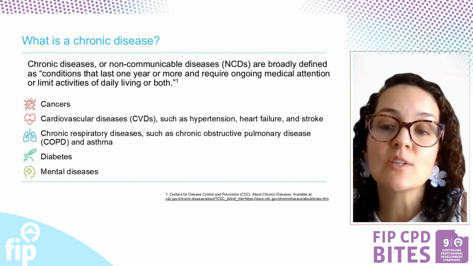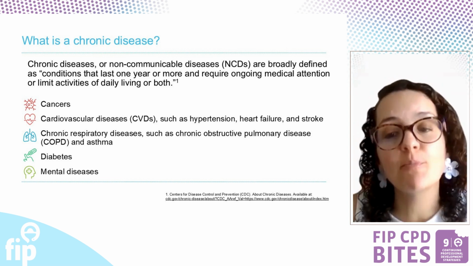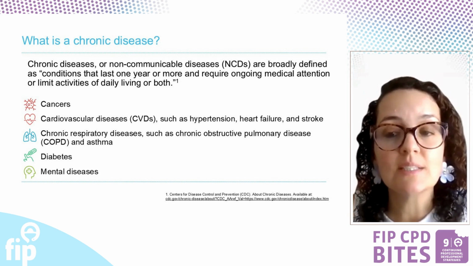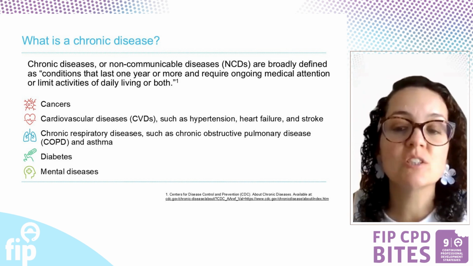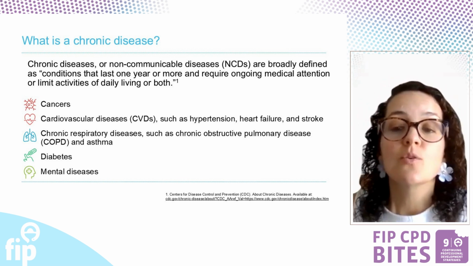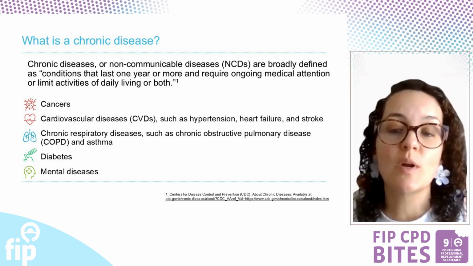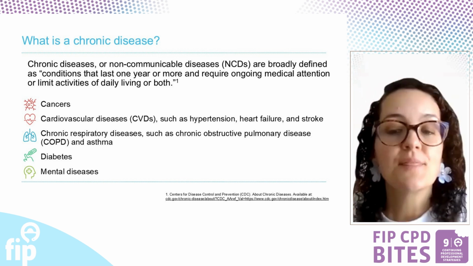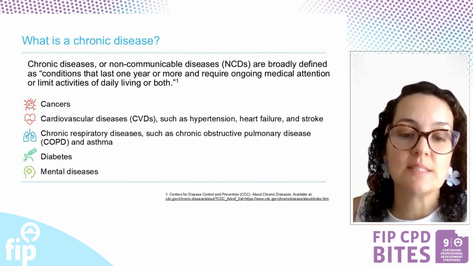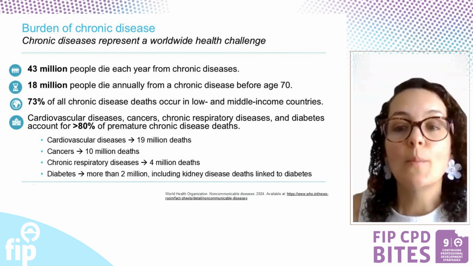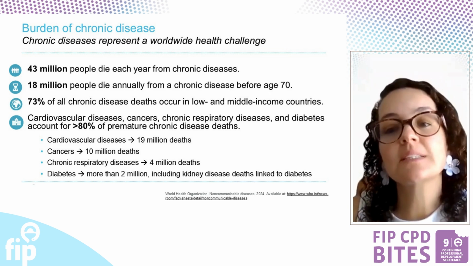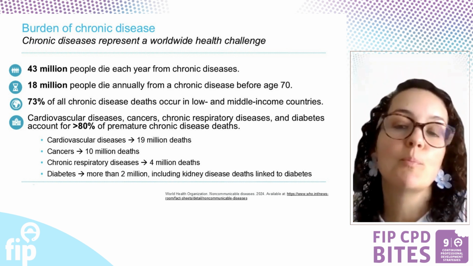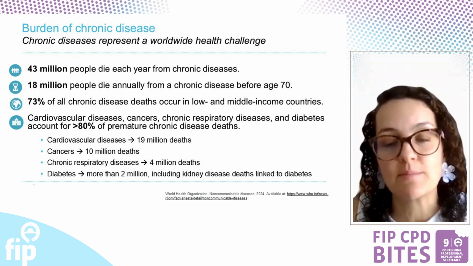The World Health Organization identified 5 priority NCDs: cancer, cardiovascular diseases such as hypertension, heart failure, and stroke, chronic respiratory diseases such as chronic obstructive pulmonary diseases, COPD, and asthma, diabetes, and also mental diseases. Globally, chronic diseases have become the leading causes of mortality and disability, challenging both population health and healthcare systems.